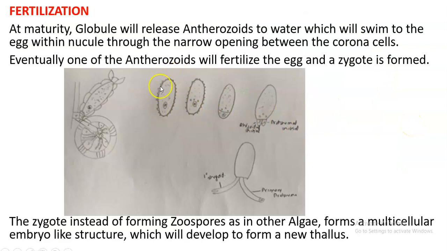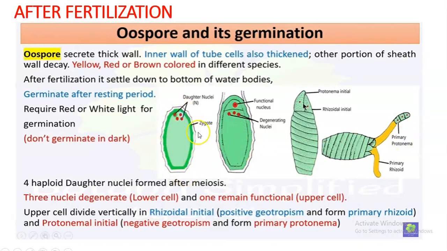Now the zygote is formed. We will see a clearer figure in the upcoming slide. The zygote is 2n. It will undergo meiosis to form 4 haploid cells. When the 4 haploid cells are formed, there will be one division like this, with 3 on one segment and 1 on the other. These 3 will degenerate, and the surviving cell will divide into 2 nuclei, and 2 cells will be formed. One is called the protonemal initial, which will form the new thalli. The second is the rhizoid initial, which will form the rhizoid. So it will complete the formation of the new thallus.